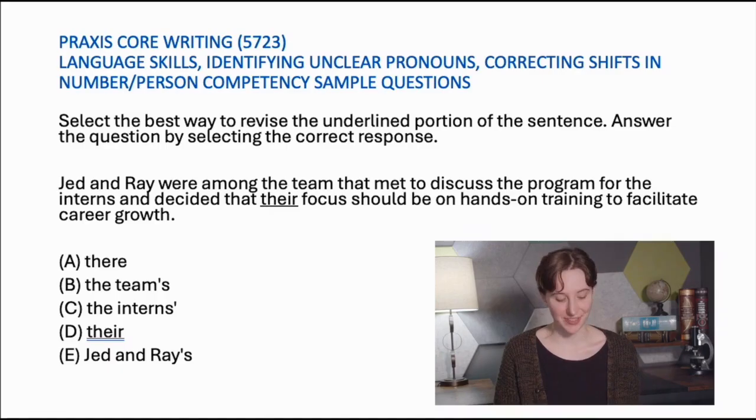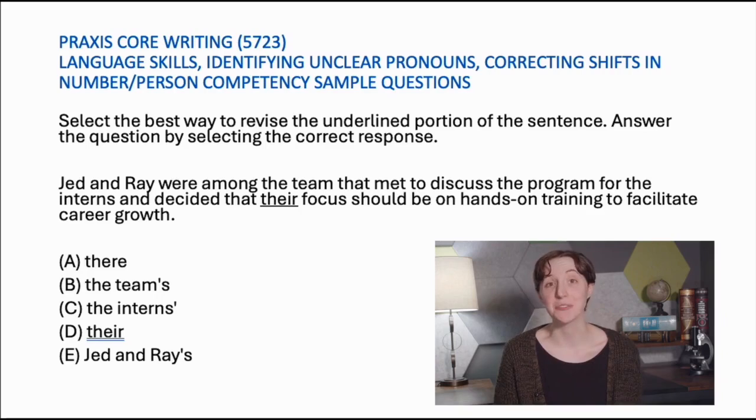Here's another question. Select the best way to revise the underlined portion of the sentence. Answer the question by selecting the correct response. Jed and Ray were among the team that met to discuss the program for the interns and decided that their focus should be on hands-on training to facilitate career growth. A, their. B, the teams. C, the interns. D, their. Or E, Jed and Ray's.